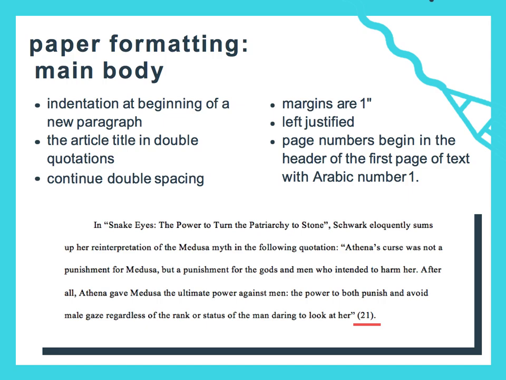When quoting a source, you need to give attribution. In the example, we see the last name of the author, the title of the article, and the page number of where the quote can be found. We can also see that the title of the article, Snake Eyes, The Power to Turn the Patriarchy to Stone, is in double quotation marks.